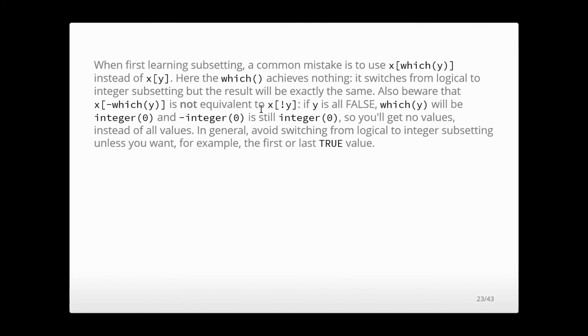And then another thing, if you do x negative which y, that's not the same as x not y, okay? Because if y is all false, which y will return integer 0, and negative integer 0 is going to be integer 0. So you're going to get no values instead of getting all of the values, right?